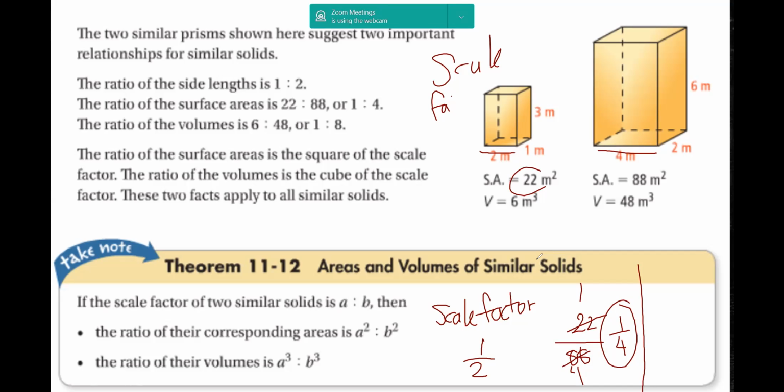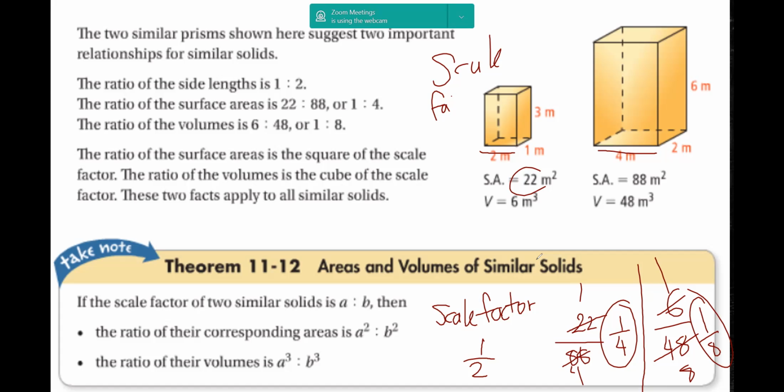Now let's compare the volumes. They are 6 over 48, which is 1 over 8. This 1 over 8 shows that the ratio of the volumes is the cube of the scale factor. These are the two facts that can be applied to all similar solids.